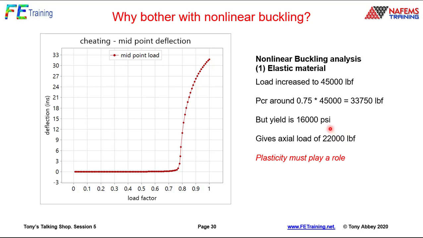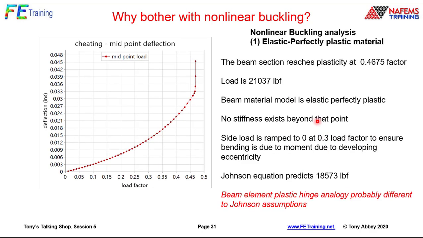So I'm going to rerun this with elastic perfectly plastic material. Now I don't particularly like the elastic perfectly plastic. It means there's no work hardening, but these particular beam elements in this solver only handle elastic perfectly plastic. They basically form plastic hinges. So in that particular case, I reach a much lower load level and I get a load of 21,000. So it's getting closer to the Johnson equation of 18,500. So the beam material model is basically forming a plastic hinge at that point.